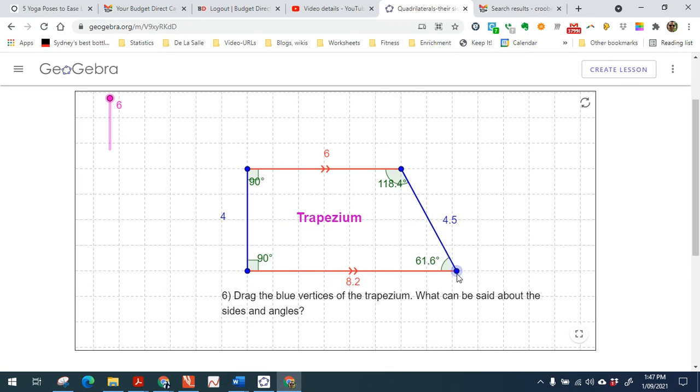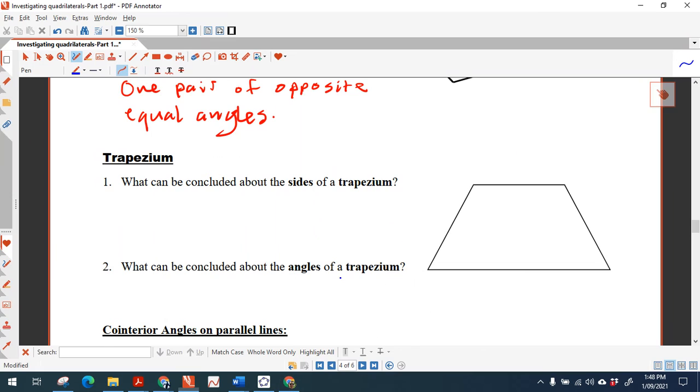So this is what you typically see in the textbooks, a trapezium looking like that, but it can also look like that. Because we can have two pairs of opposite parallel sides, for a trapezium we would say you're always going to have at least one pair. So you need at least one pair of parallel sides, but you could have two pairs. So let's write that down.